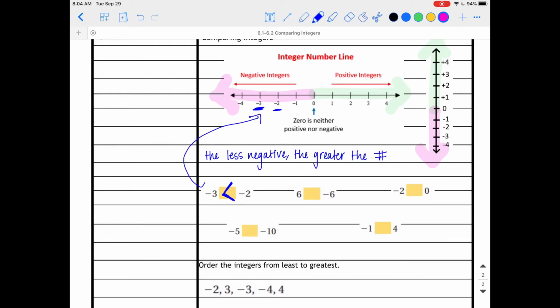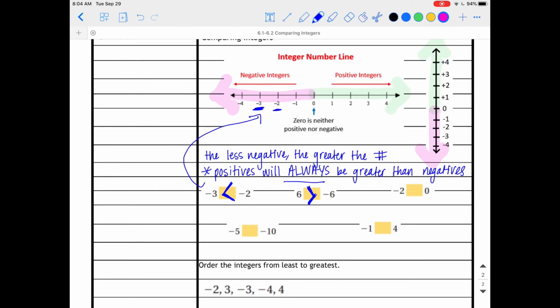All right, now in this case, +6 or -6. I am going to write a little thing right here. Positives are always greater than negatives. So positives will always be greater than negatives. So that one's a no-brainer. So in this case, our mouth wants to eat the bigger one, which is +6.